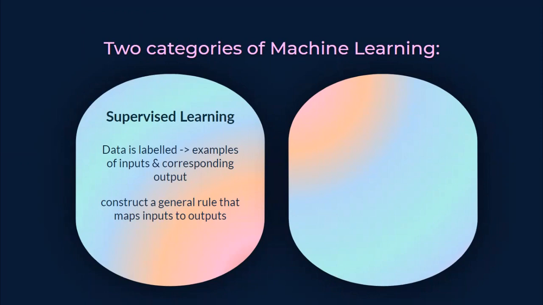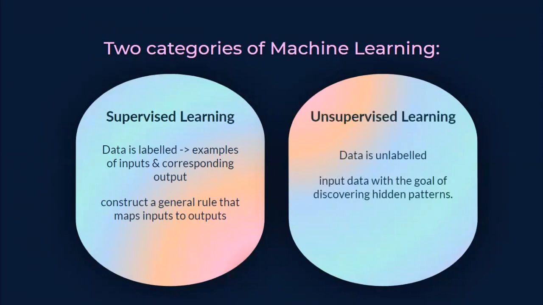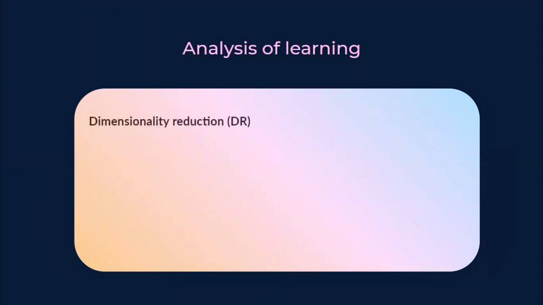Another category is unsupervised learning. In unsupervised learning, the data is unlabeled, and the input data is used with the goal of discovering hidden patterns. Before implementing the learning model, the data will be analyzed through dimensionality reduction.